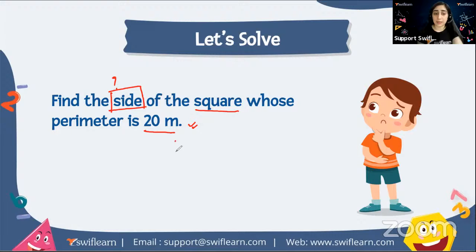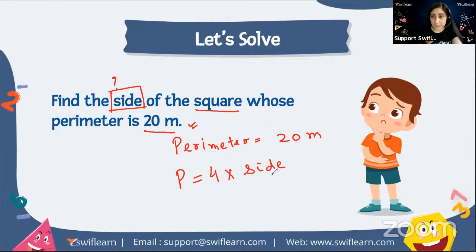So what does it say? The perimeter is equal to 20 meters, right? And I need to find the side of a square. I already know that the square has 4 sides, so I need to calculate the length of each side. The formula for perimeter is 4 into side. To calculate the side, what is the process? When 4 is multiplied on the right hand side and I bring it to the other side, I'll just reverse the mathematical operation. The moment it goes to the left hand side, it will get divided.